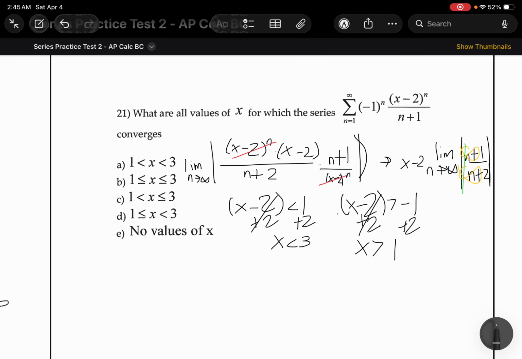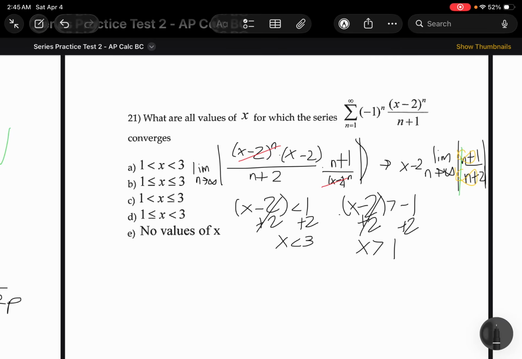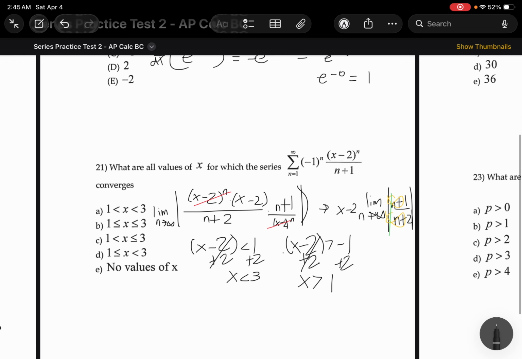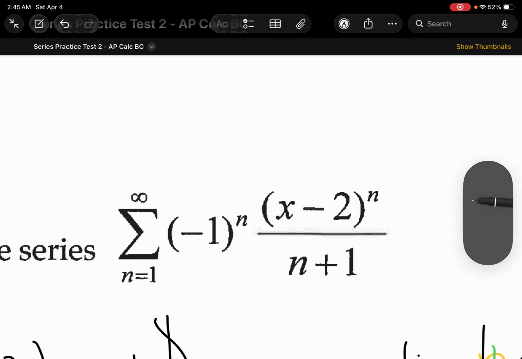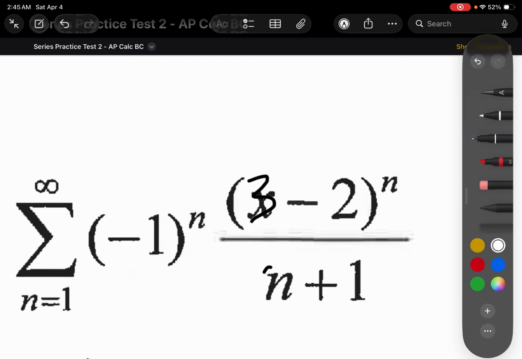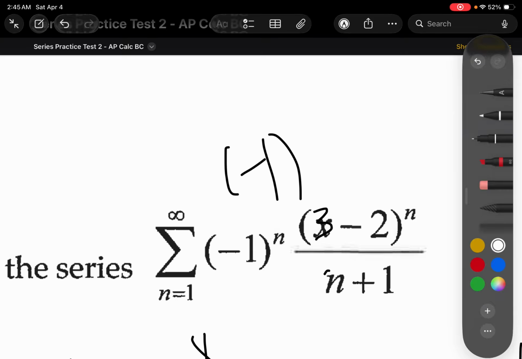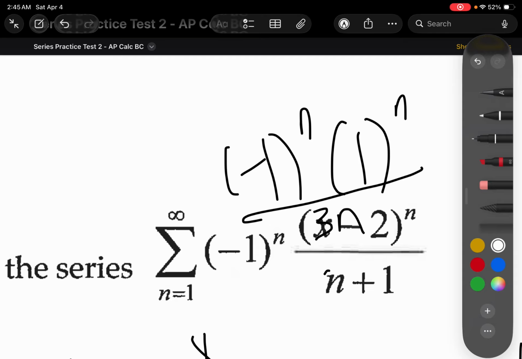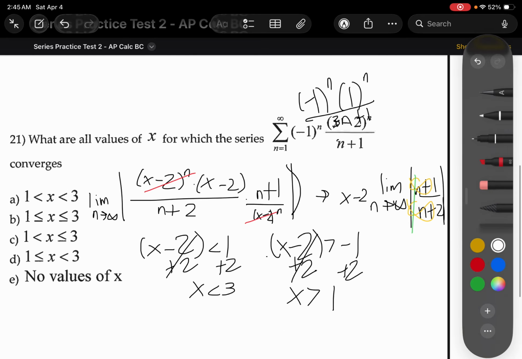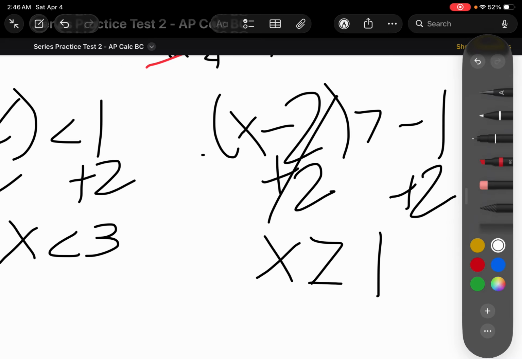Well, we're not quite done yet. We're going to check if there's a less than or equal to. So what this means is that we're going to plug in x equals 3 and x equals 1 into our function here. So let's put in 3 minus 2, over... that's going to be negative 1 to the n times 1 to the n over n plus 1. So that's still going to be an alternating series, which does converge. So it's going to be x is greater than or equal to 1.